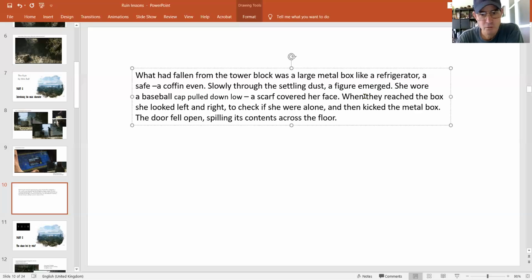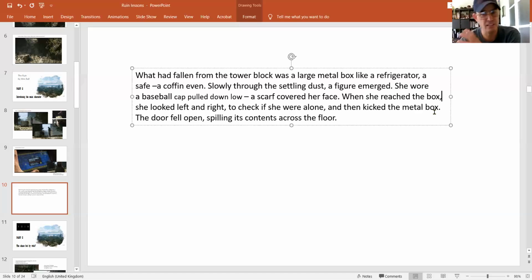When they reached the box, how can we miss this? Look at that. That's the wrong pronoun, isn't it? When they reached the box, who are we talking about? We're not talking about they. We're talking about she, aren't we? So when she reached the box, and again, that's a fronted adverbial telling us more information about when she did this looking. So when she reached the box, comma. When she reached the box, comma. She looked left and right to check if she were alone, and then kicked the metal box.